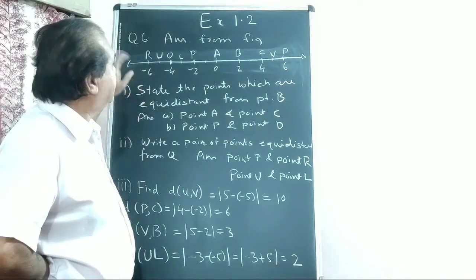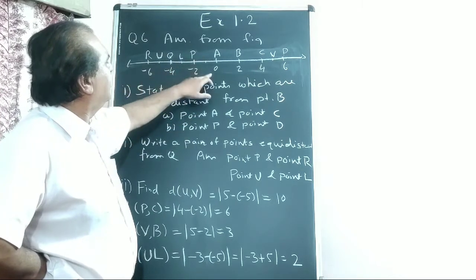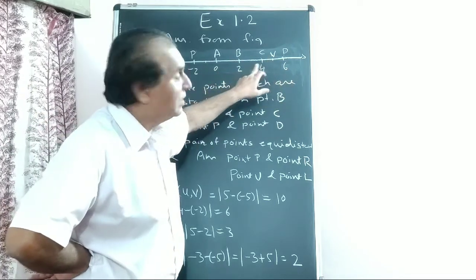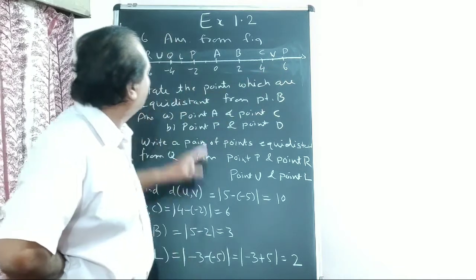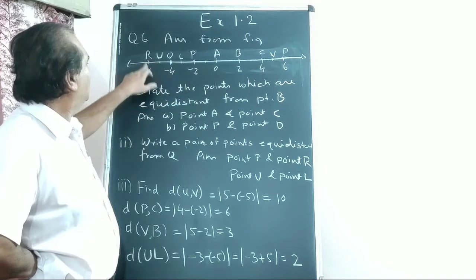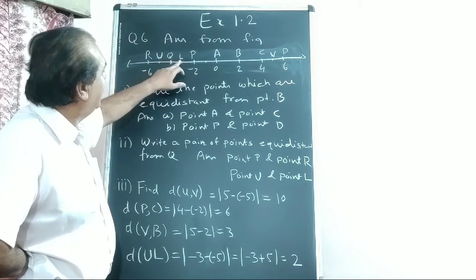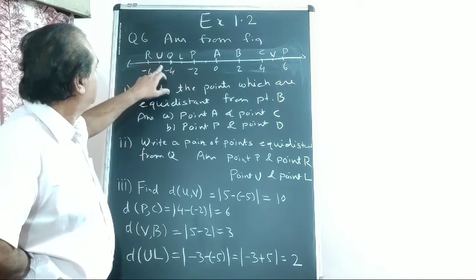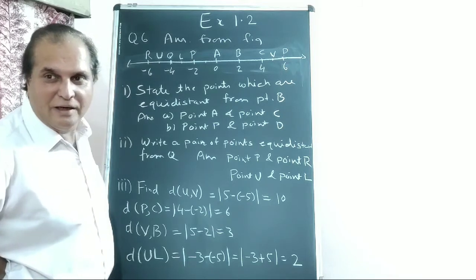We'll go ahead with question 6. You have to answer from the figure. In this figure, A coordinate is 0, B is 2, C is 4, D is 6. V is not given, but can you tell me what V is? Between 4 and 6 is 5. Similarly, P is minus 2, Q is minus 4, R is minus 6. U and L coordinates are not given. What is L? Between minus 2 and minus 4, that is minus 3. What is U? Between minus 4 and minus 6, that is minus 5. Understanding?